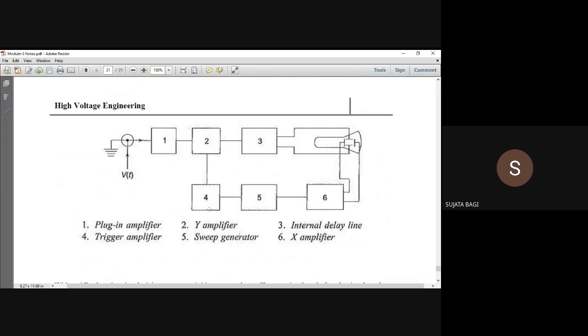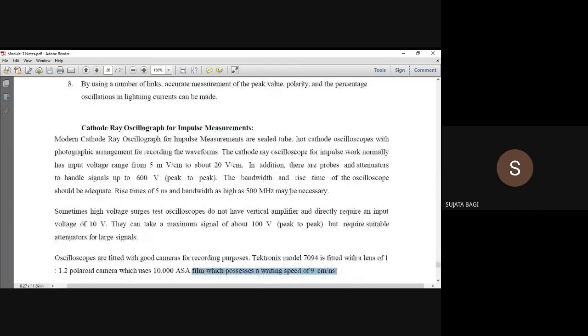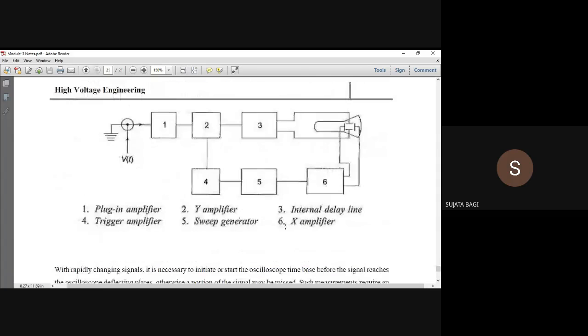Through this we can measure different waveforms, for measurement, AC, DC, all measurements. Those waveforms can be displayed using this CRO. Sometimes they may ask you to explain the cathode oscilloscope for impulse generator. So like this, the setup has to be drawn with explanation.